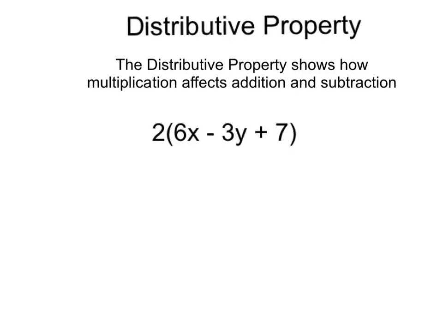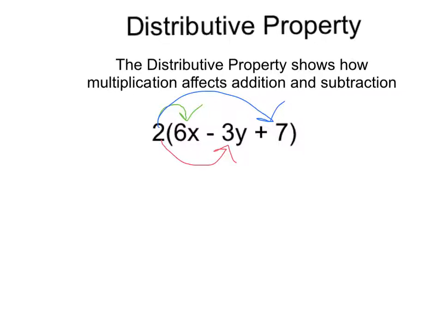The 2 is the dealer and it has to give cards to all the other numbers. So we'll start with the 2. It gives a card to 6x, gives a card to 3y, and gives a card to the 7. Then what we're doing is, since we have parentheses, it's going to be multiplication.